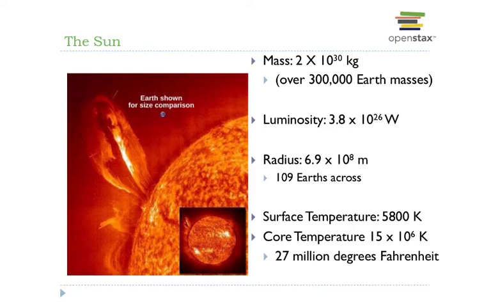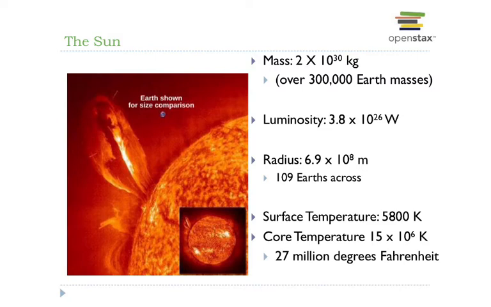Earth across. Now the Earth is here in this image just as a reference. We're not actually that close, but this is to scale in terms of size. And so you could fit over 100 Earths across side to side. For the sun, about 109 Earths across.